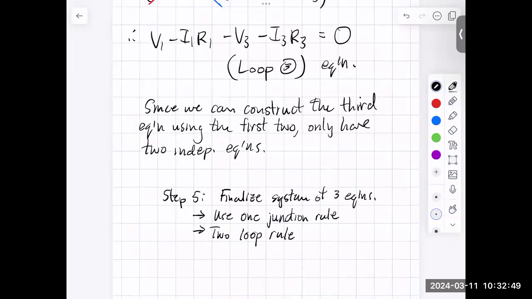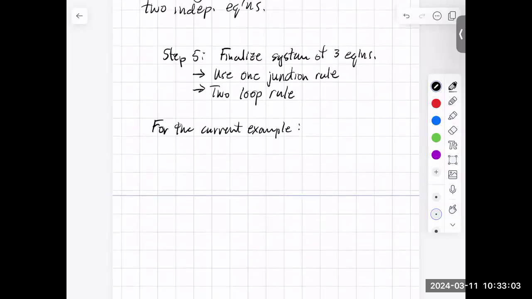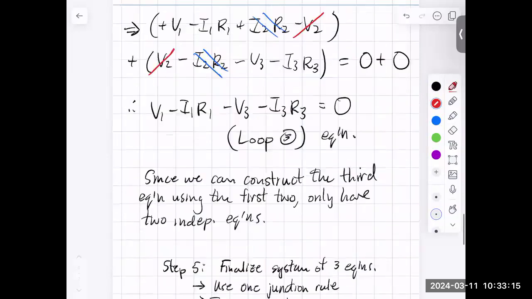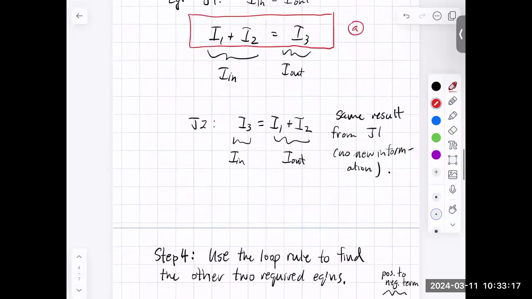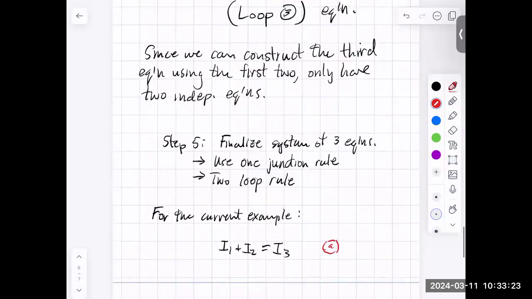Okay, and so for the current example, our junction rule led to I1 plus I2 is equal to I3. And we already called that equation A. Did I get that right? I1 plus I2 is I3. Yeah, that's right. Okay, and so now we need to use two of our loop rules. I'm just going to pick the first two. It's just arbitrary. It doesn't really matter.